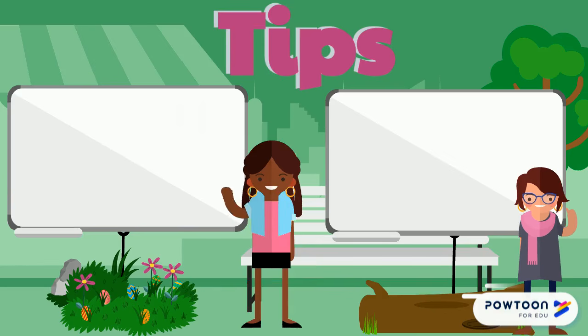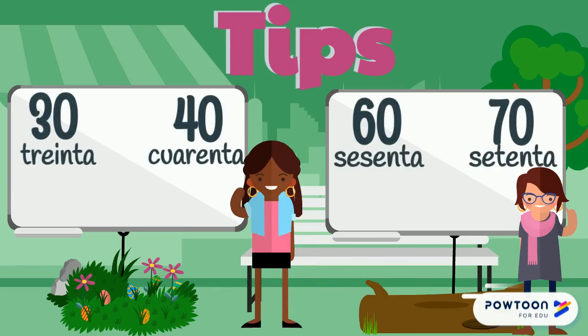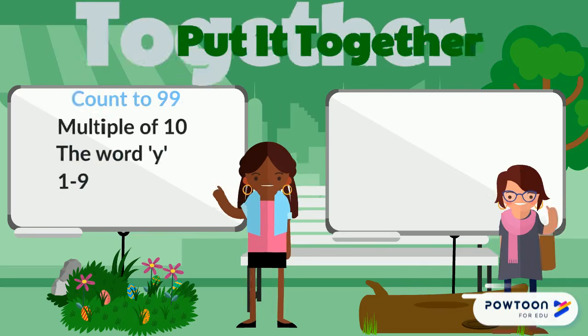Also, the first part of these words look similar to their smaller counterparts. 30 looks like it started out as 3. 40 looks like 4. 60 looks like 6. 70 looks like 7, so on.